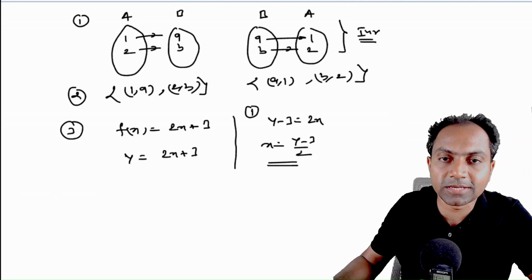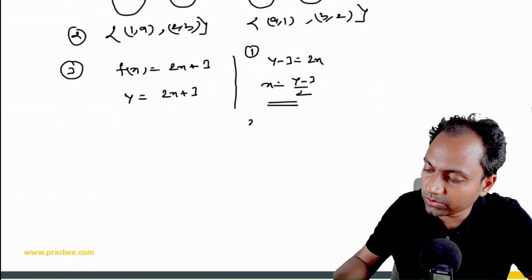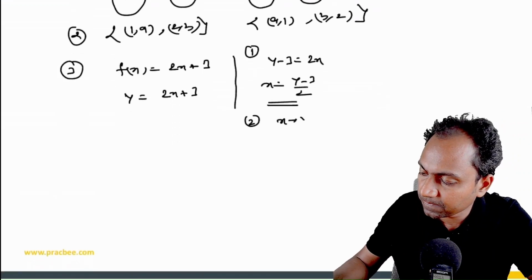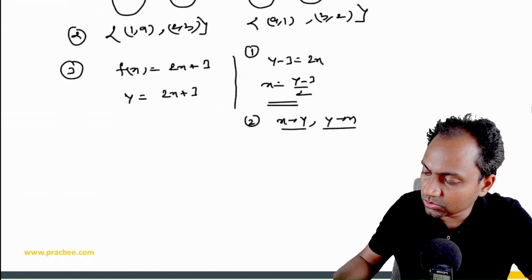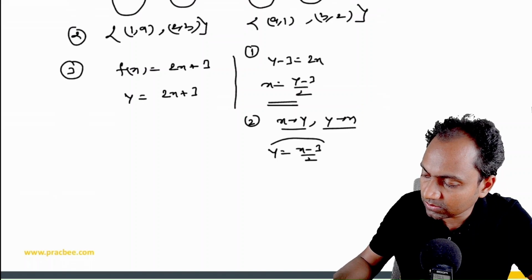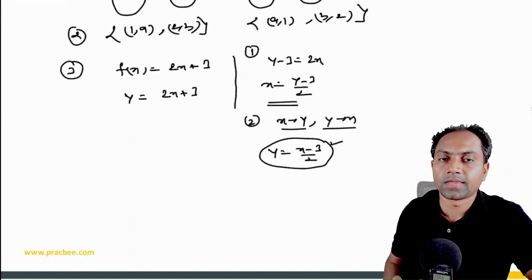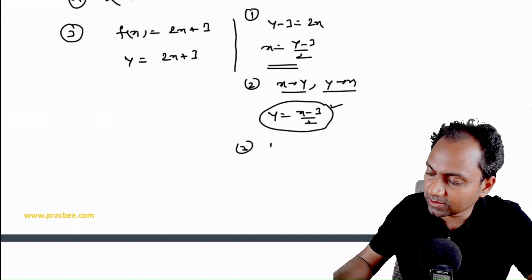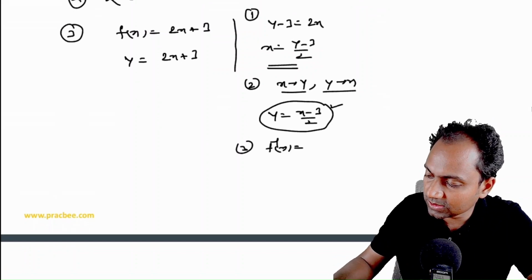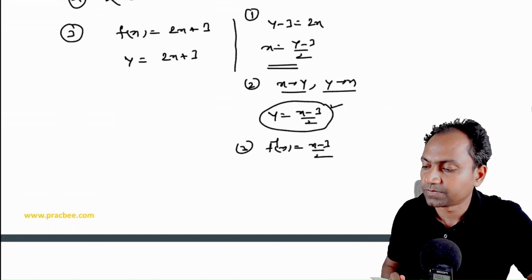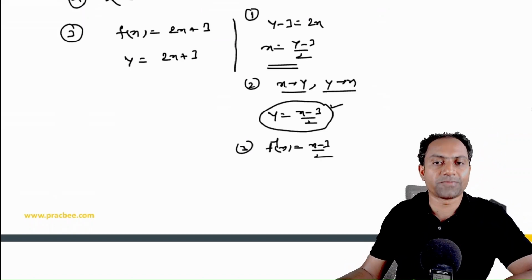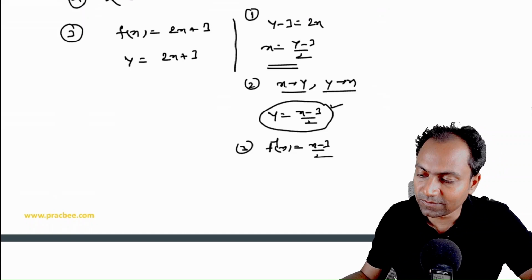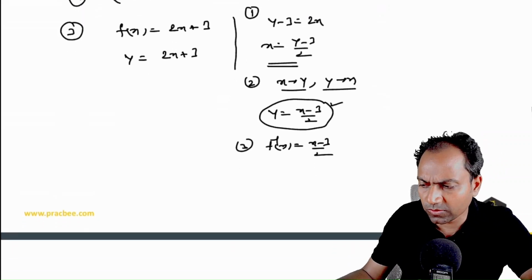In my second step, we are going to replace x by y and y by x. If I do these two things, this becomes y is equal to x minus 3 by 2. And in the third step, I will write this as f inverse of x is equal to x minus 3 by 2. So these are three different ways in which we can find the inverse function. This also tells us what we mean by inverse function.